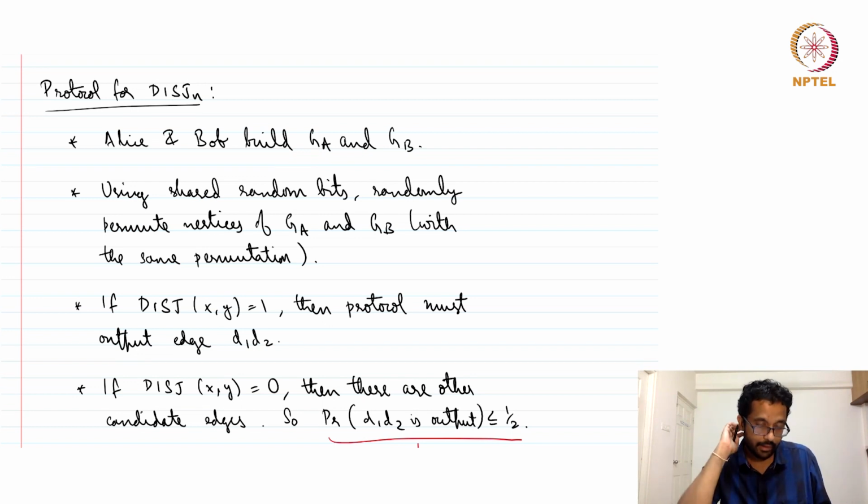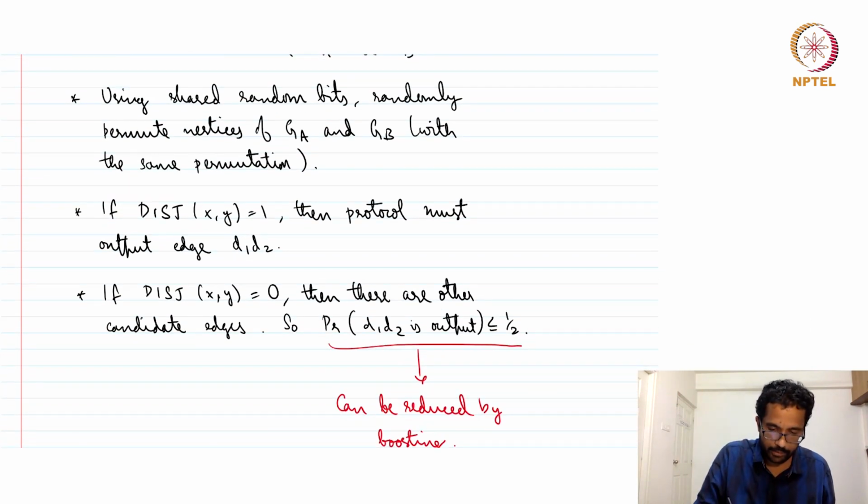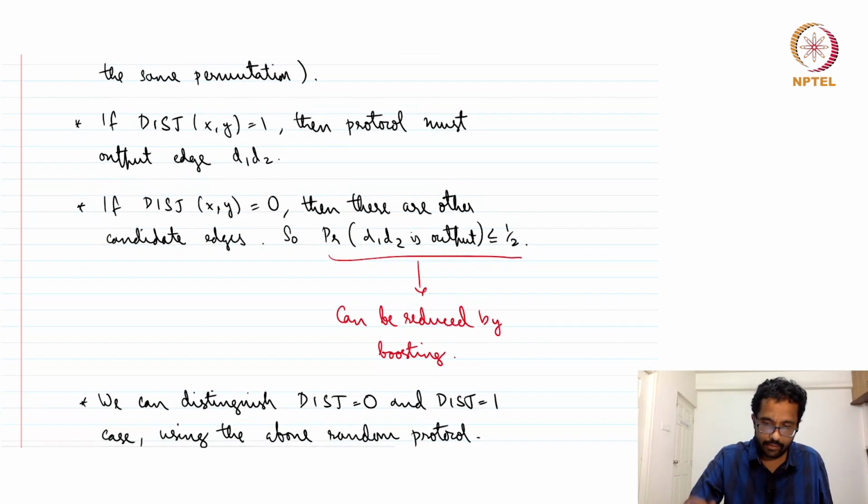So if Alice's and Bob's inputs were disjoint, then the protocol must output D1, D2. If they are not disjoint, then there is at least one other edge that Alice can output. But even D1, D2 can be output. So what is the probability that D1, D2 is output? It is at most half, because there is at least one more edge. And this probability of outputting D1, D2 can be further reduced by boosting.